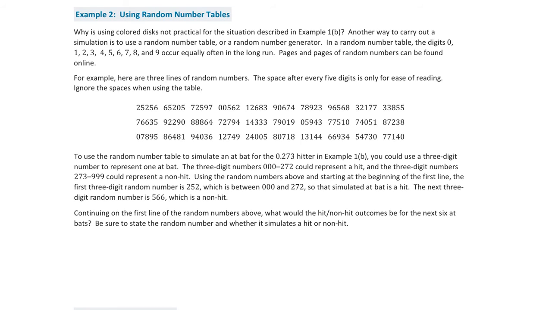Therefore, here are 3 lines of random numbers. The space after every 5 digits is only for ease of reading, so ignore the spaces when using the table. Now, let me give you an example to help you understand how we use a random number table. Let's say that a fan wants to go to a Royals game, and we know that they attend 35% of those games. Well, we can look at the number table by looking at every 2 digits to represent out of 100.